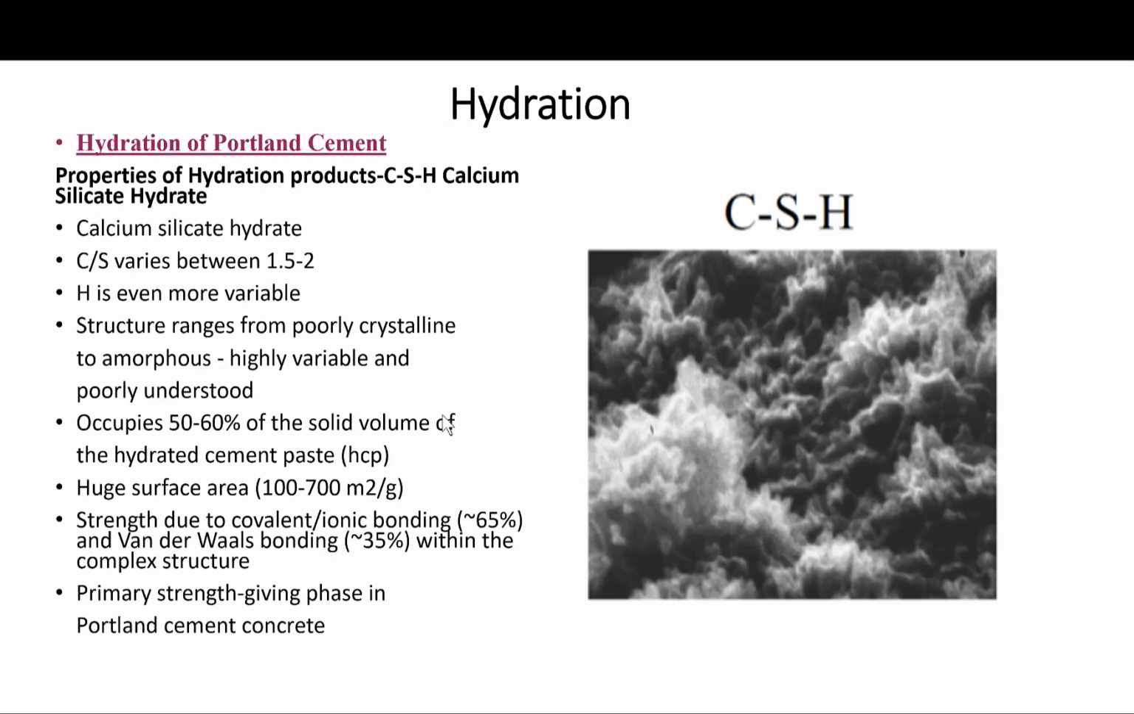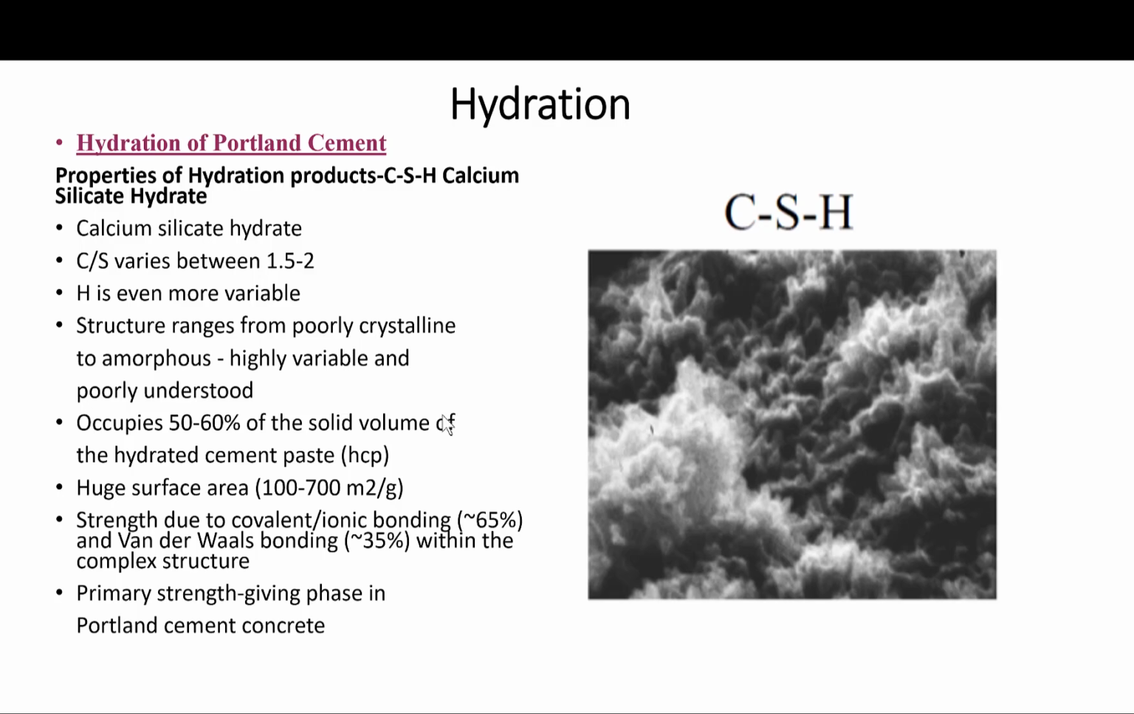Okay, so the first and most important hydration product is the calcium silicate hydrate. The calcium silicate hydrate phase, we abbreviate it as C-S-H. It makes up 50 to 60% of the volume of the solids in a completely hydrated Portland cement paste. And so it is the most important phase determining the properties of the paste.